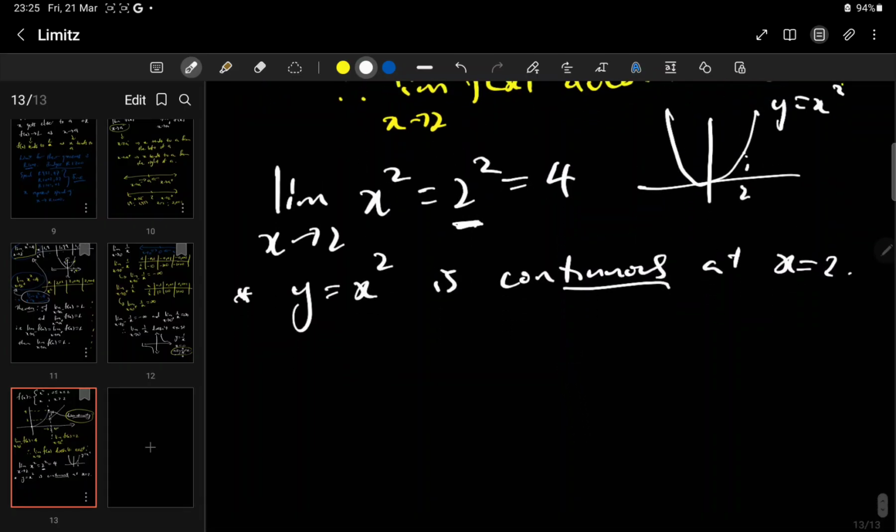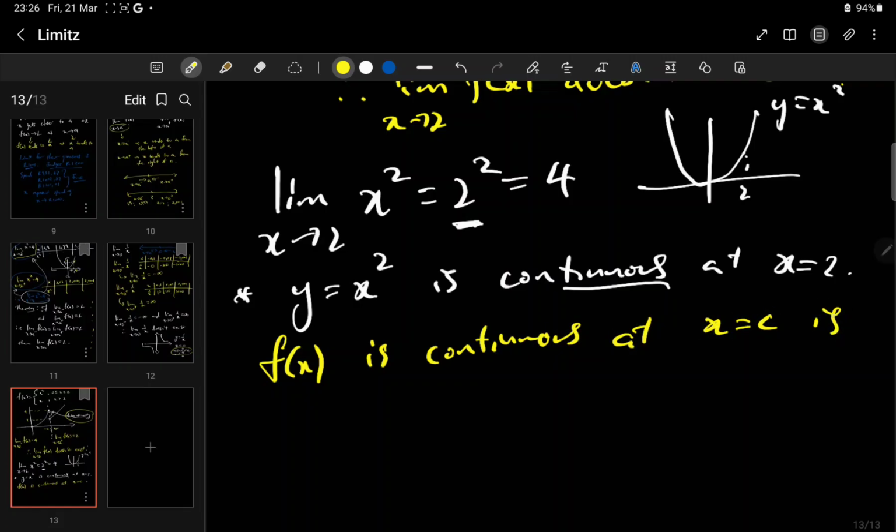So the continuity of a function, basically what we mean is, okay, let me put this in yellow: f of x is continuous at x equals c.